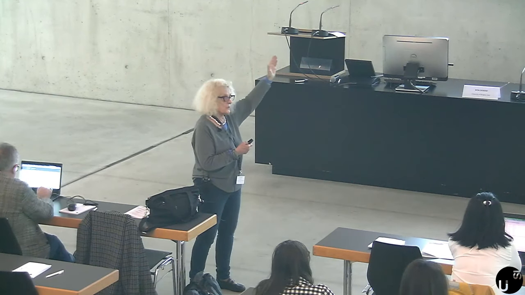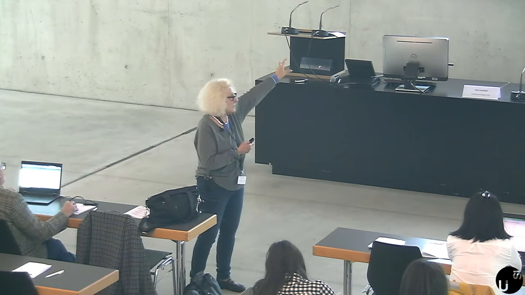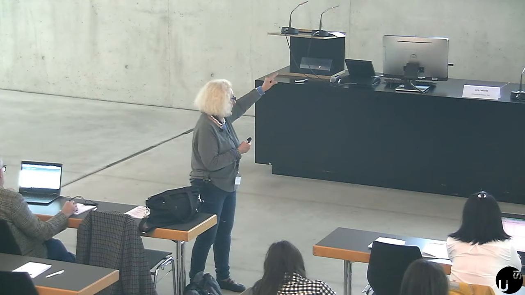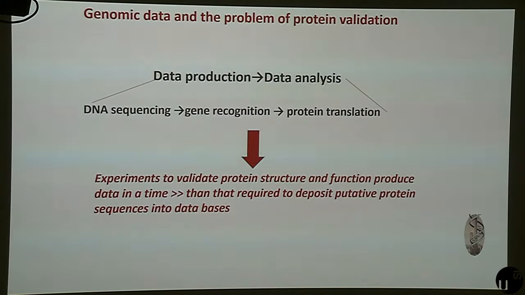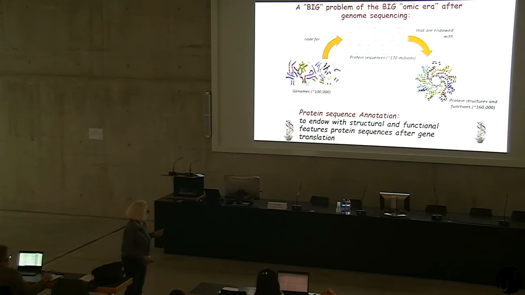So the problem of data production and data analysis, which reflects what? That from genes and gene recognition, we reach the level of protein translation, and this is obviously a big problem. Why? Because the experiments to validate protein structure and function produce data in a time that is much, much longer than that required to deposit putative protein sequences into a database. So we have an enormous number of sequences, but we know very little about them, because we don't have time to experimentally prove and validate that these sequences exist as proteins and have specific functions. Okay? So here we are.